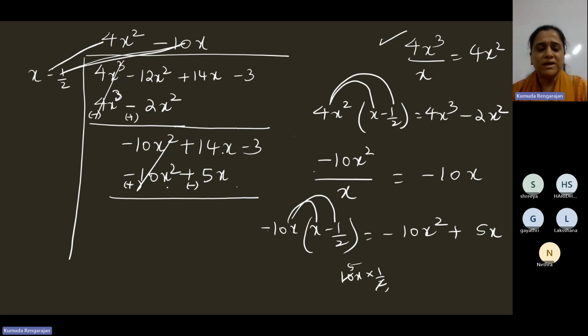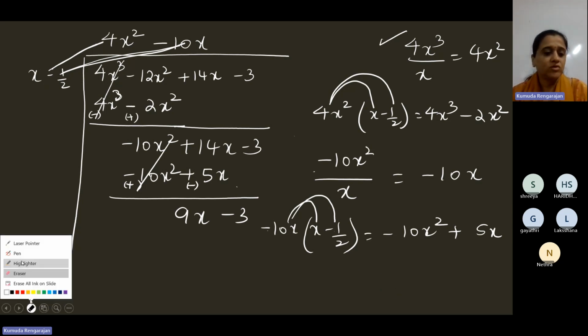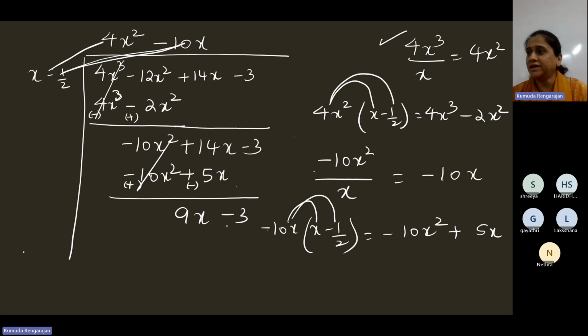Okay, so plus 14x minus 5x, 9x, and minus 3 comes to. So we have no more terms. So this will be the last stage in the division process. This is called the new dividend. 9x minus 3 is the new dividend. So divide the first term of the new dividend with the first term of the divisor.